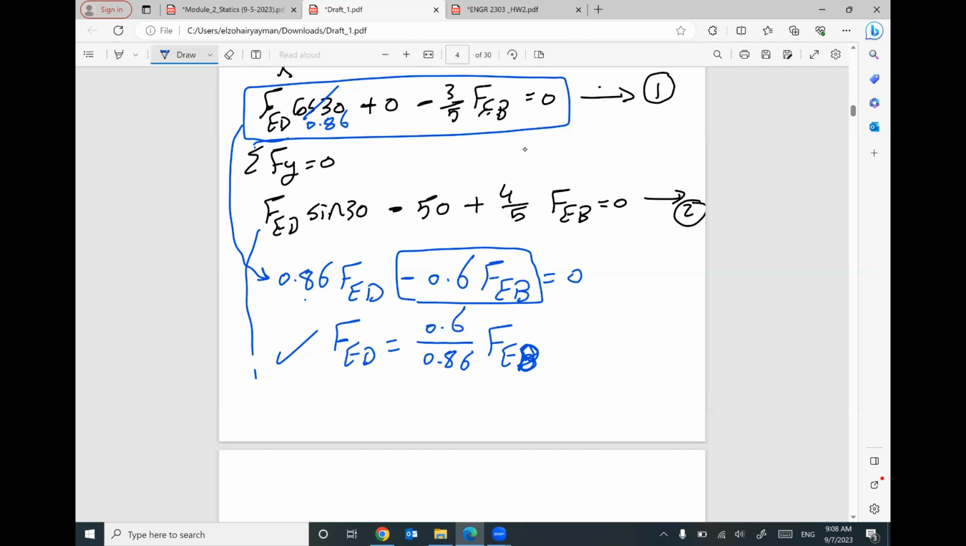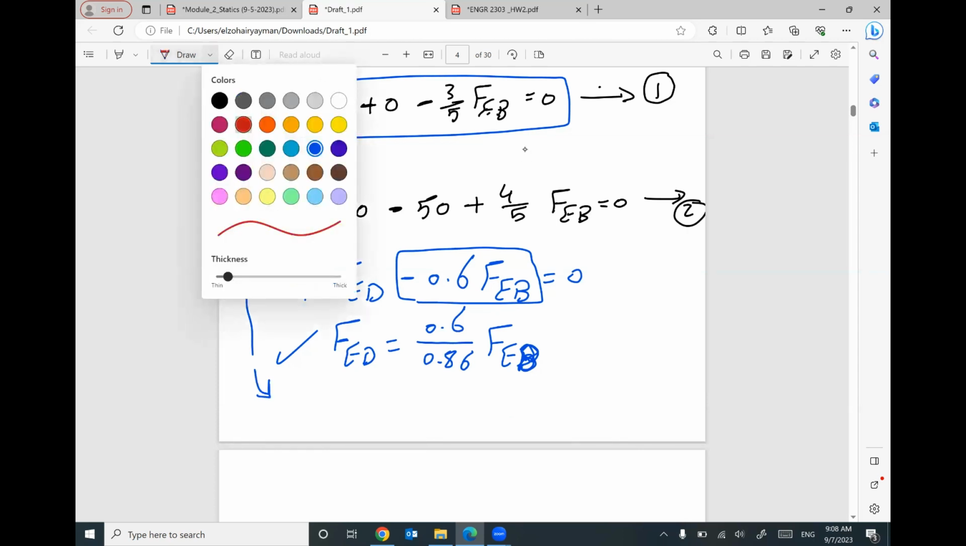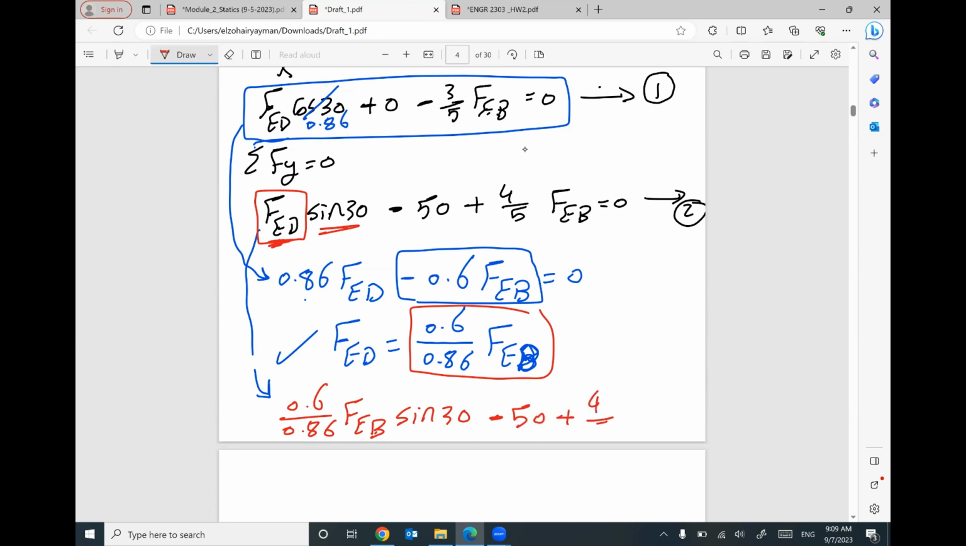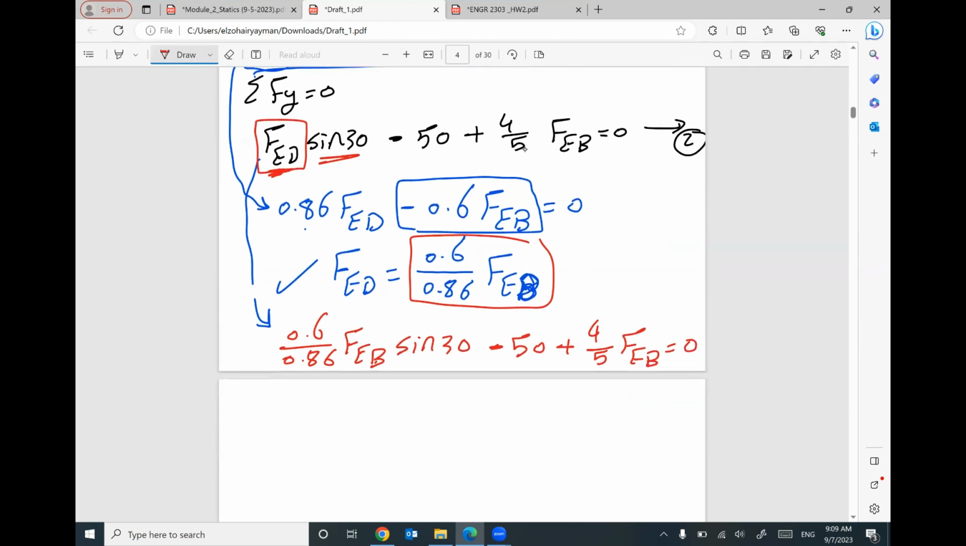If you start to work with equation number 2, I can say FED, this term only, is equivalent to this term. So 0.6 divided by 0.86 FEB. We still have sine, don't forget it, sine 30 minus 50 plus 4/5 FEB equals 0. This equation became in one unknown, FEB, I can figure it out. The value of FEB will be, just a moment.